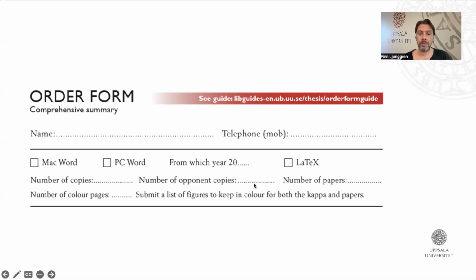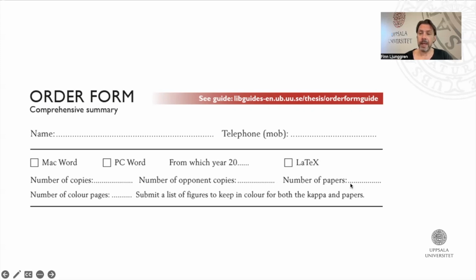And then we have number of opponent copies. I don't know if you've heard about opponent copies or seen them, but they are spiral bound and slightly bigger margin, and it's only printed on one side. It's for you to hand out to your opponent before your disputation. So 4 opponent copies are for free, and if you want more than 4 opponent copies, you have to pay a little bit extra.